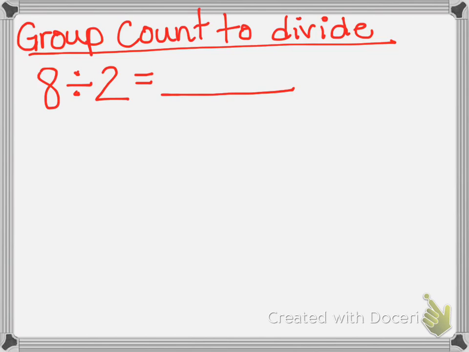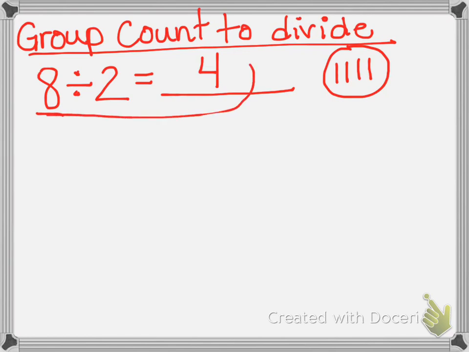Now, you can do this on your fingers. I can't show you my fingers, so I'm going to show you with tick marks. All right? Let's count by 2s until we get to 8. 2, 4, 6, 8. How many 2s did I count? Yes, I counted 4. So 8 divided by 2 has a quotient, or answer, of 4. So on your paper, you should have this division sentence.